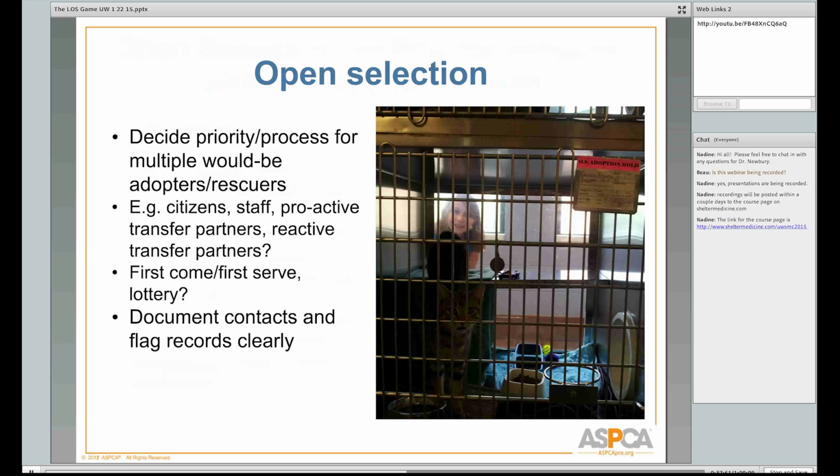And so what happens here is the animal comes in, they identify this as a great candidate for adoption. We're going to put it up. We put a sign on it that says owner selection. This one actually already has an owner selection adoption hold.